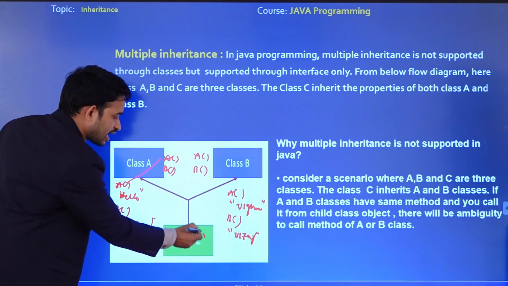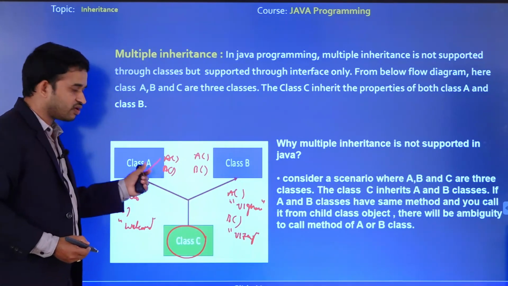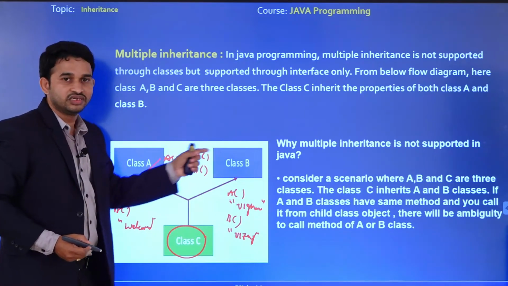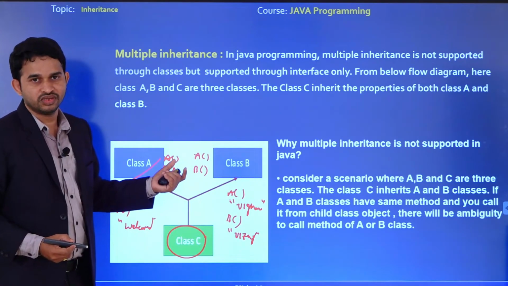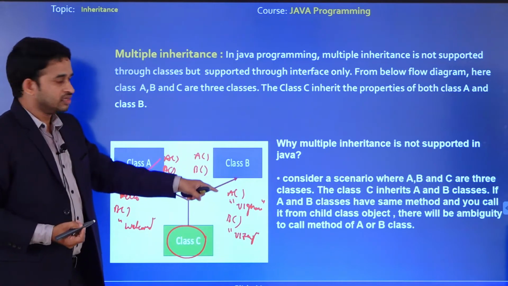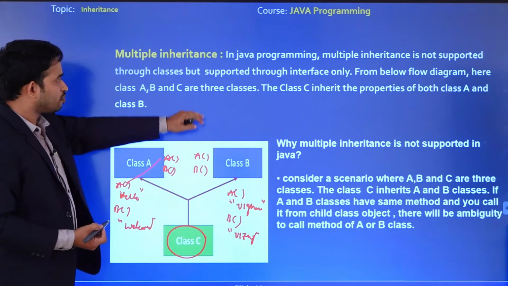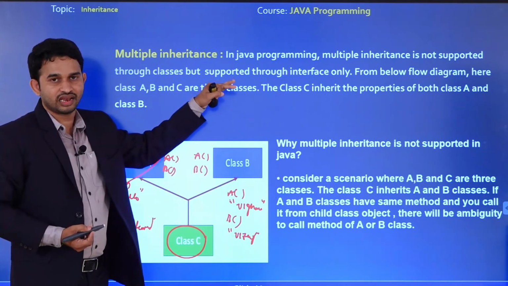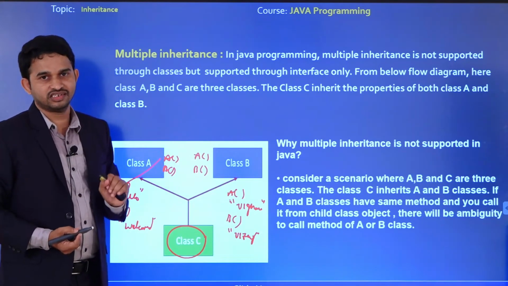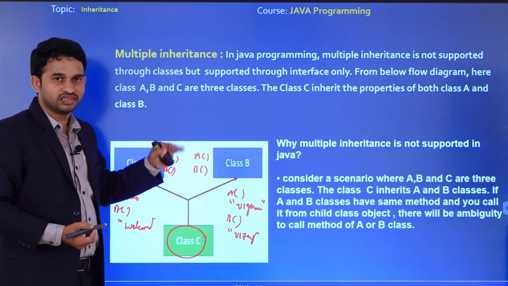But here, class C may get confused. Which method do I want to call? A method or B method? Belongs to class A or class B? So that means what? Ambiguity problem. So class C may get confused. Which method do I have to call? This type of problem is not solved in Java with the help of classes. But this problem is solved by using the interface concept. I will discuss this interface concept in the coming lecture.